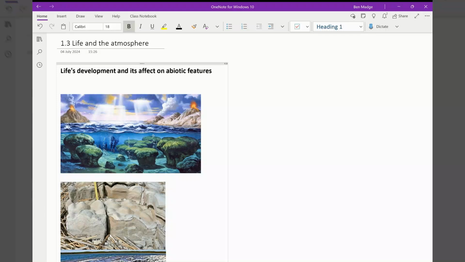Hello everyone, this is our third lesson in this starting module. So today we're looking at how life on Earth caused environmental change, so how life and its development, its change over time, affected its abiotic factors.